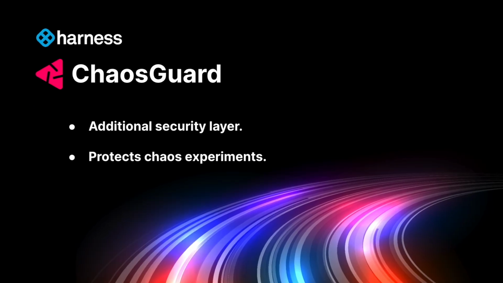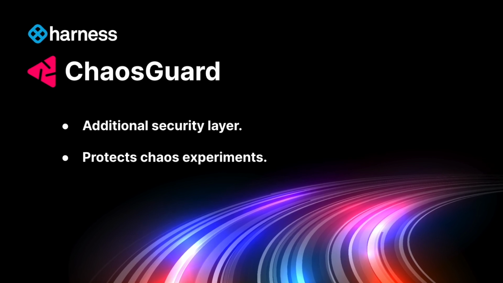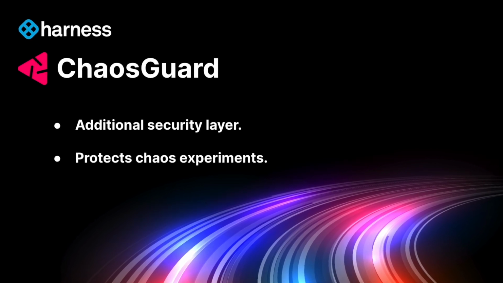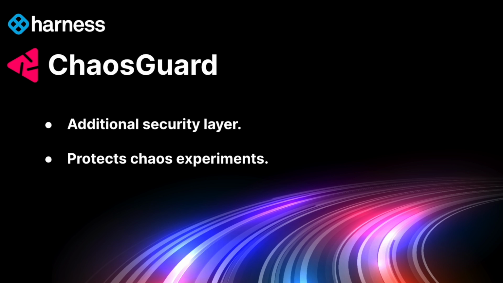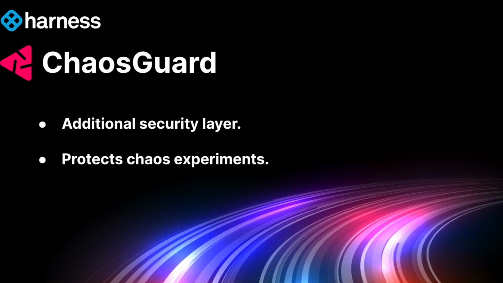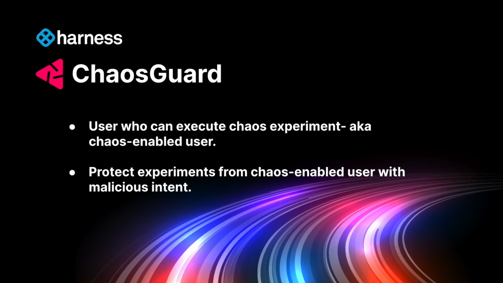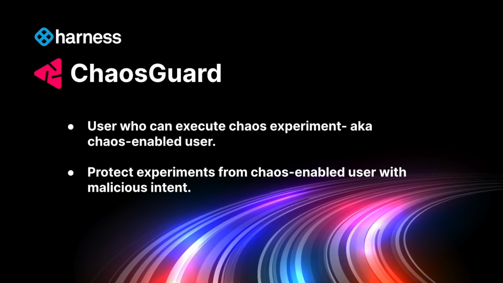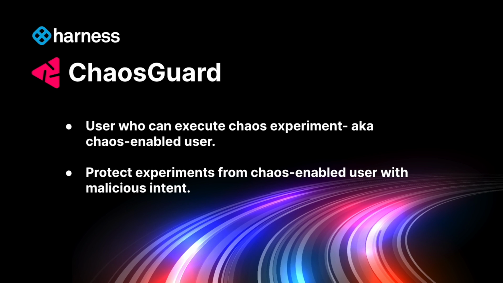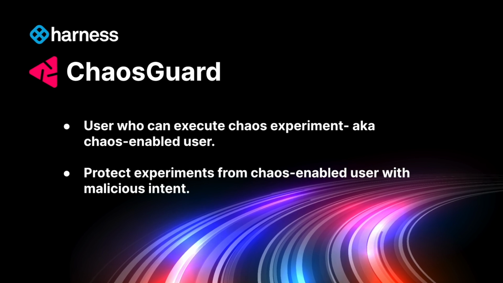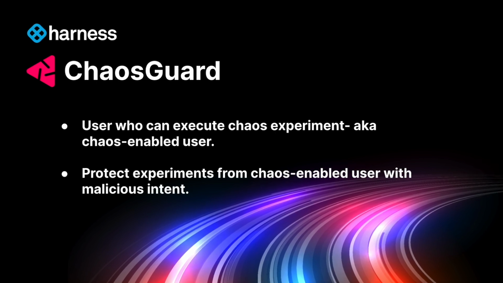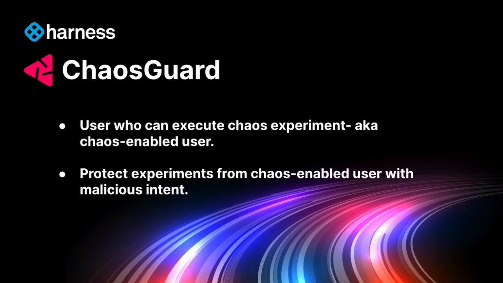In this video, I will describe ChaosGuard, an important feature of the Chaos Engineering module that helps protect your chaos experiments. ChaosGuard, as the name suggests, is a guard or an additional layer of security that protects your chaos experiments from users who have access to chaos experiments. You can call these users chaos enabled users.